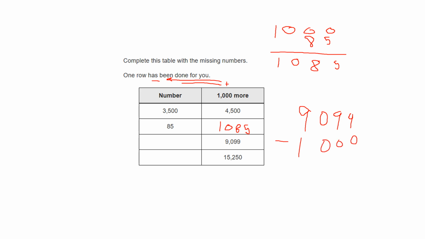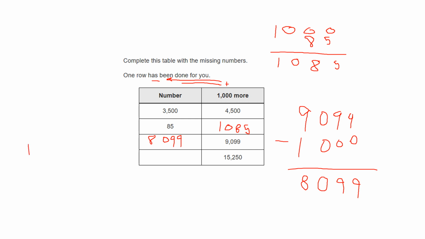So 9 take away 0 is of course 9. Please excuse my 9s. 9 take away 0, 9. 0 take away nothing is nothing, 0. And 9 take away 1 is 8. So I've got 8,099. Some of you may just be able to see that off the top of your head.